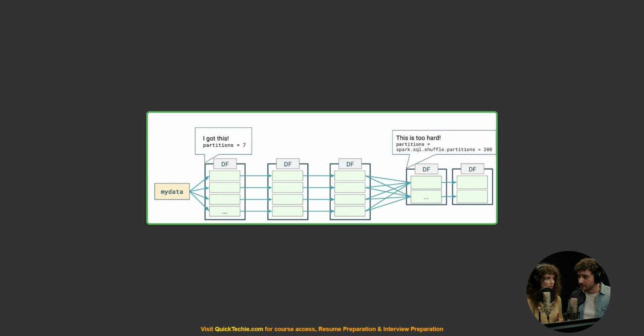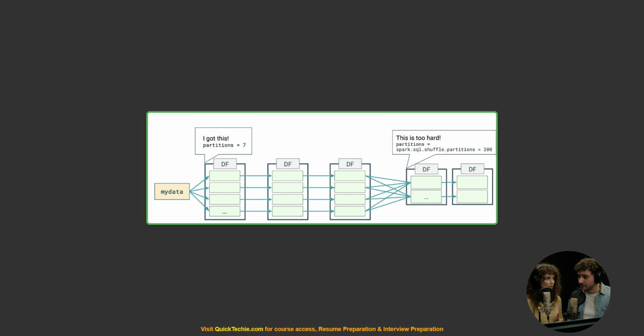The shuffle operation, represented by the arrows, maintains a reasonable number of partitions. The processing seems to be going smoothly because the workload is likely well distributed across the executors. Scenario 2. Right side. "This is too hard." spark.sql.shuffle.partitions equals 200. Here, the spark.sql.shuffle.partitions property is explicitly set to 200. This means that after the shuffle, the data is divided into 200 partitions. The "this is too hard" message suggests that this is causing performance problems.